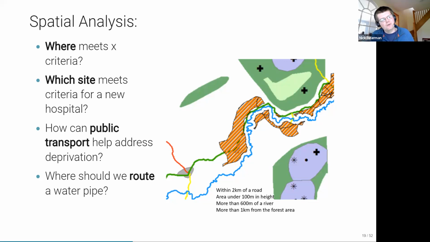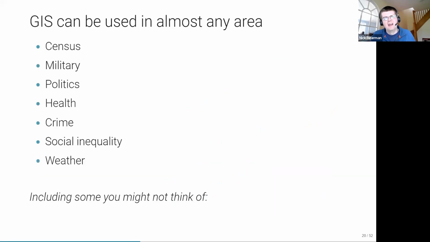So these are our 4 different types of maps. So, where are you? Descriptive maps, spatial statistics, and spatial analysis. And we can apply this to pretty much any area. So we've had a few examples already that I mentioned earlier: census, military, politics, health, crime, social inequality, and weather. But you can apply it to other areas as well.